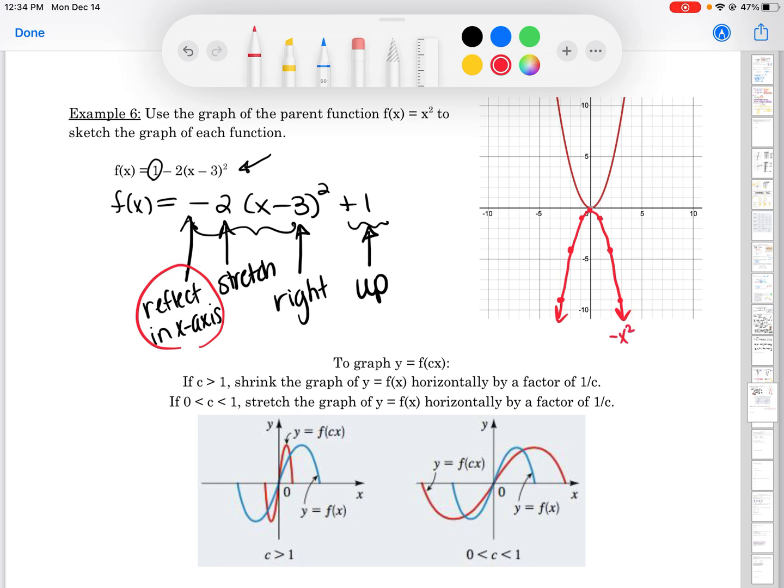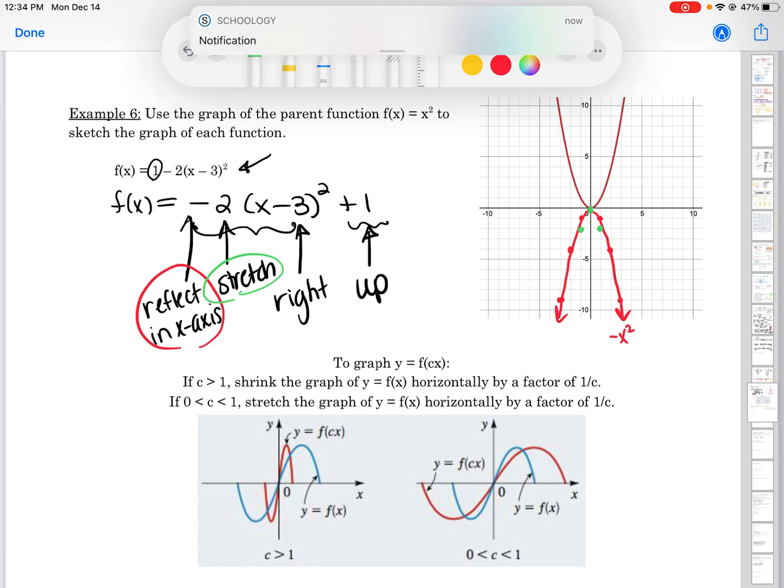Okay, the next thing I'm going to do is stretch it. I think that'll be the next easiest thing to do. So every y value is going to get multiplied by 2. Well, that's still 0. Negative 1 times 2 is negative 2. Negative 4 times 2 is negative 8. And the other one is definitely not going to fit on here. Negative 9 times 2 is negative 18, so way down there. All right, so this is negative 2x squared.